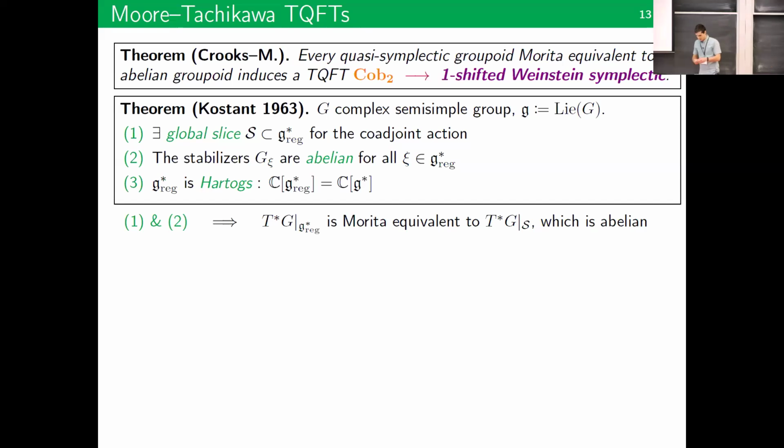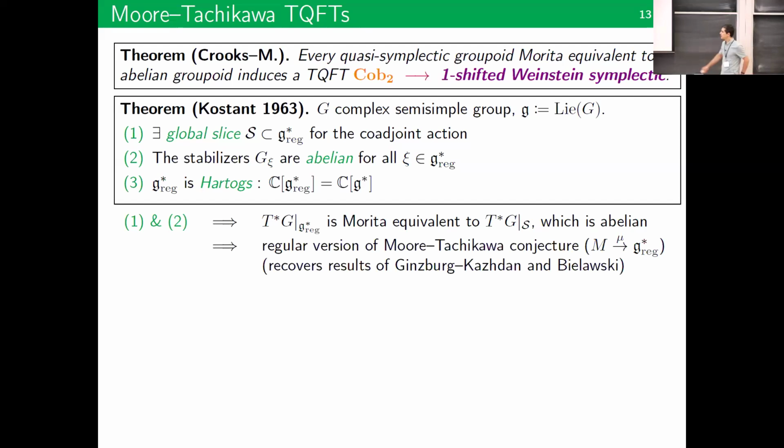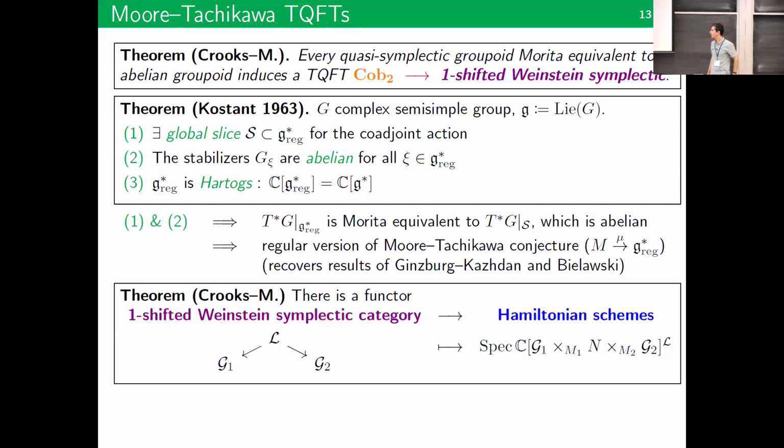It's a very well-studied space. And then immediately we get a regular version of the Moore-Tachikawa conjecture, which recovers results of Ginzburg, Kamnitzer, and Balibanu. So this is the version where we only consider Hamiltonian spaces whose moment map takes values in the regular part of the Lie algebra. But we are interested in getting the whole Moore-Tachikawa TQFT, and this is where the third part is useful.